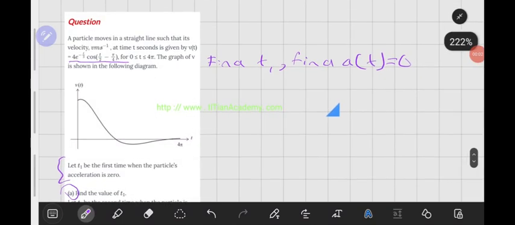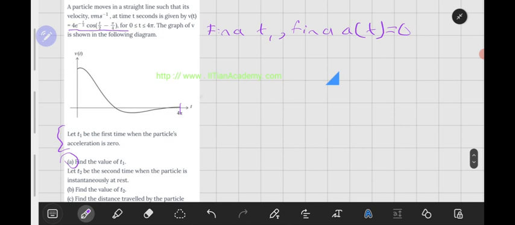For today's question, we are given a particle that moves in a straight line such that its velocity, v, in meters per second at t seconds, is given by v(t) = 4e^(-t/3) cos(t/2 - π/4). All of this is mapped out on the interval 0 to 4π, and the graph is actually shown below, of course.